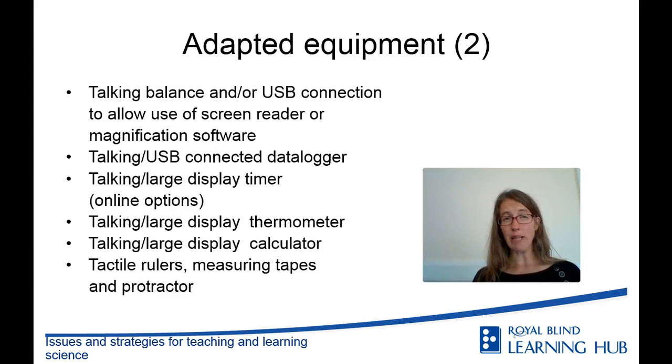I mentioned already talking balances. You tend to get balances that are designed for home economics, which are obviously good for very large scale differences in measurements of mass. If you're wanting more precise measurements, you're often wanting to use a USB connection with a scientific balance. And if you've got a screen reader or some sort of magnification software, that can work quite well.